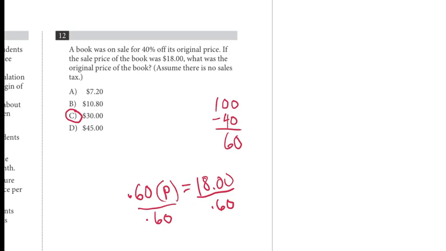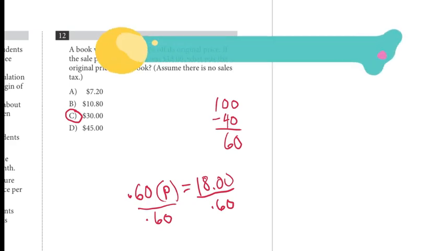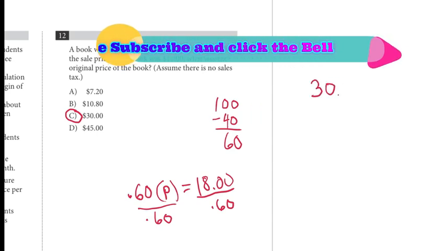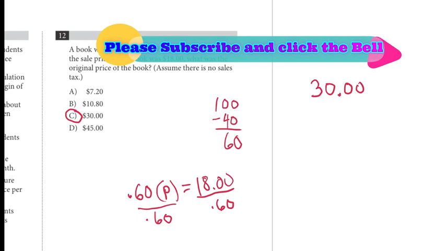I think that most students will take the answer choices, plug those in, and take 40% off of those to get the sale price. That would be another way to do this. So if you took the $30 as one of your guess and checks, you take 40% off of the price. I think this is how most students are going to do this. You would get $12 off of this.